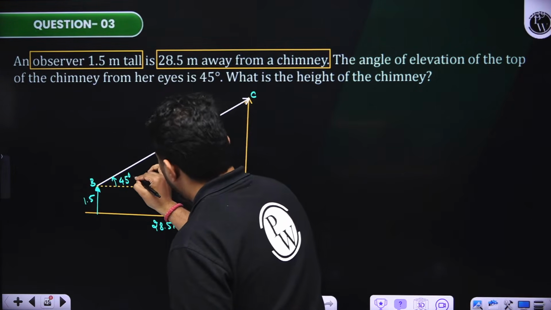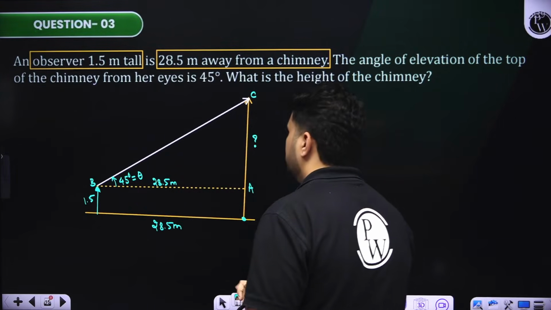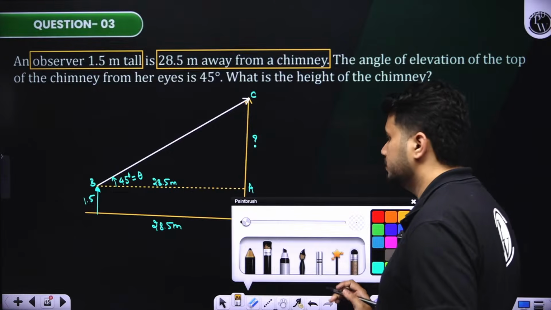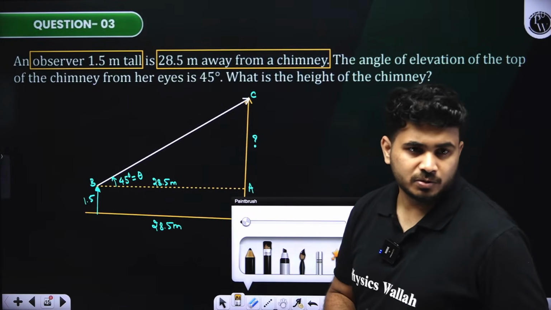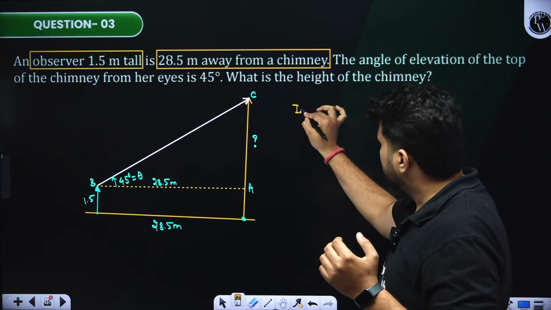And this is our angle theta we have. Clear? So this height we will be able to find now if we use tan 45 degrees. Yes or no? 30 meters. Correct? Very nice.